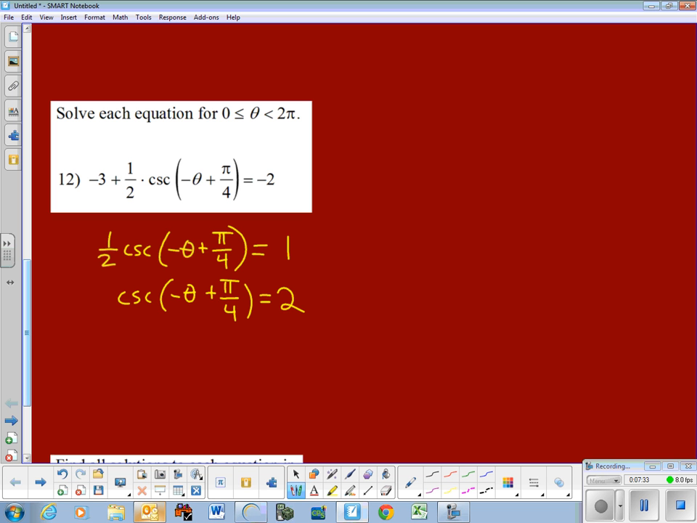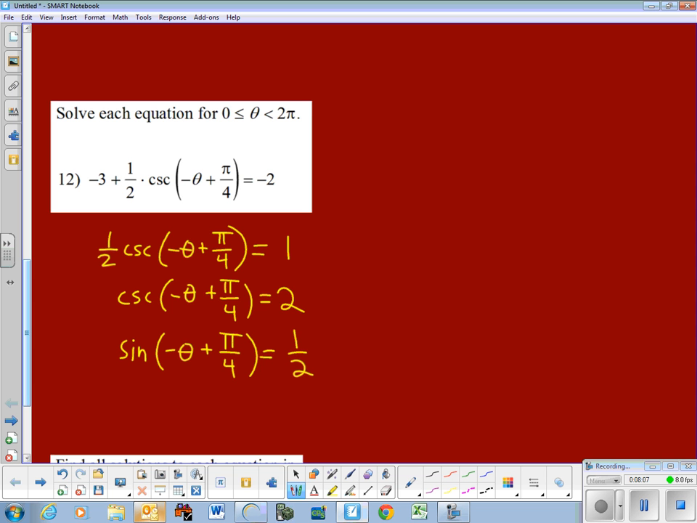And cosecant equal to 2, that's good, because that means that the sine of negative theta plus pi over 4 must equal 1/2, since sine is 1 over cosecant. And I can actually change it over and just approach this like a sine problem at this point once I get my cosecant isolated. All right, so I've isolated my trig function. I've actually changed it to sine, but I have an isolated sine function at this point.